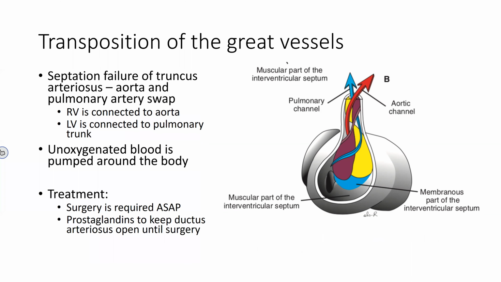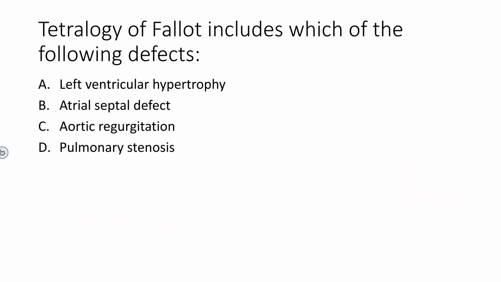So you can get transposition of the great vessels when that doesn't happen, and essentially all the oxygenated blood starts going to the lungs, and the deoxygenated blood is pumped to the body. And that's when I mentioned that prostaglandins can keep the ductus arteriosus open. So prostaglandins are given so that at least a little bit of oxygenated blood can get into the systemic circulation until you can get them into surgery.